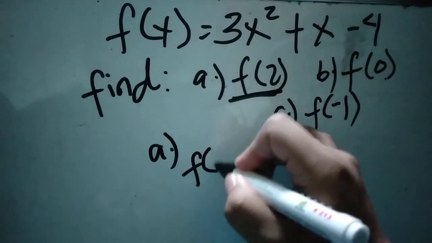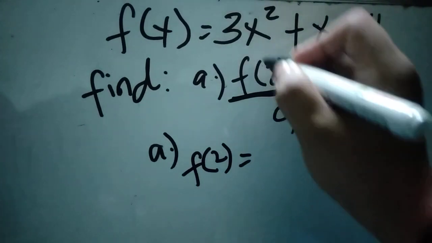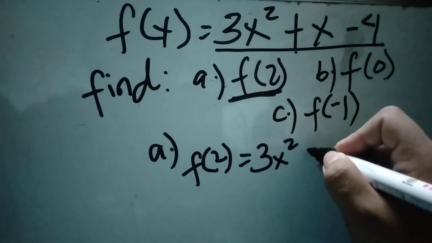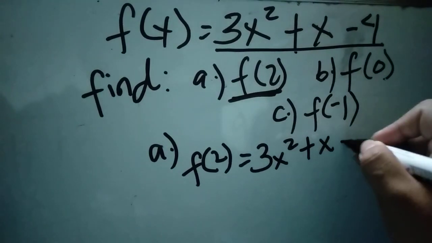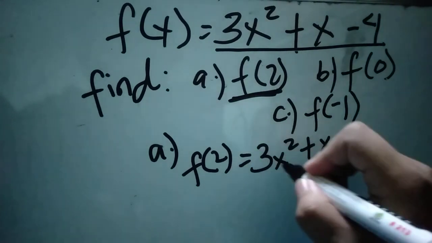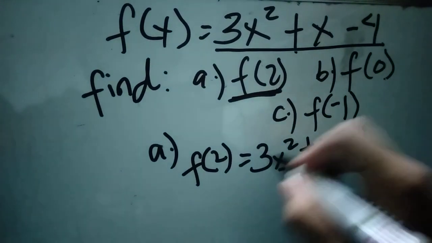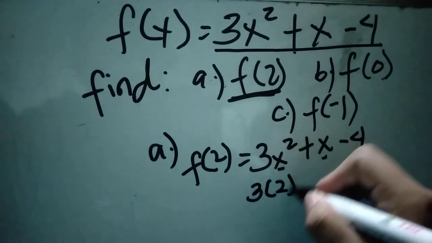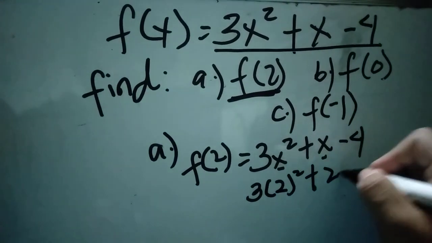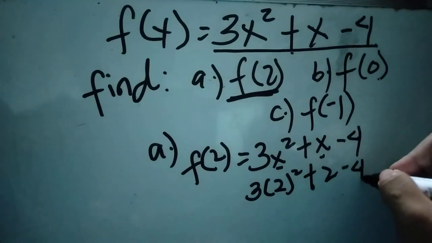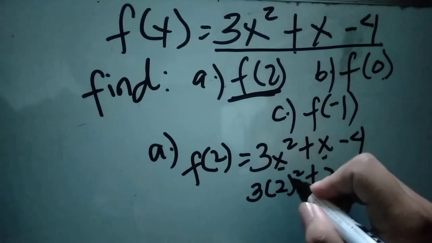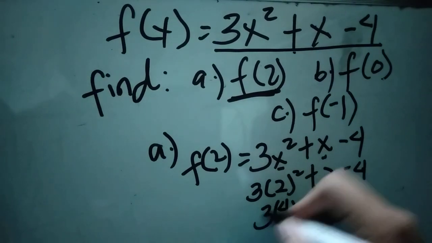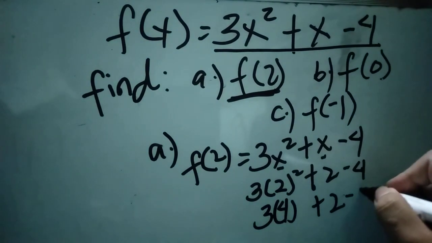So f of 2, just copy that, is equal to, then copy the equation. We have 3x squared plus x minus 4. And then we will substitute our x's with 2. So 3 times 2 squared plus 2 minus 4. So that's the PEMDAS rule. So 2 squared is 4. 4 times 3 plus 2 minus 4.